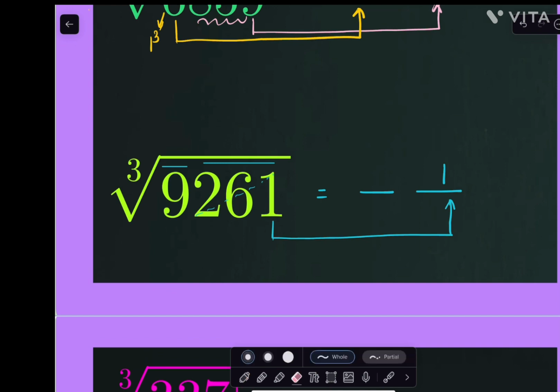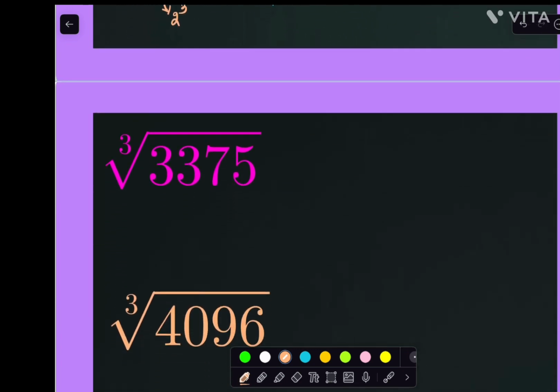So tell me the cube of a number which is closest to 9 and less than or equal to 9, right? 2 cube only. Cube root of 2 cube equals how much? 2 only. Definitely the cube root of 9,261, the value is how much? We will get 21, right?